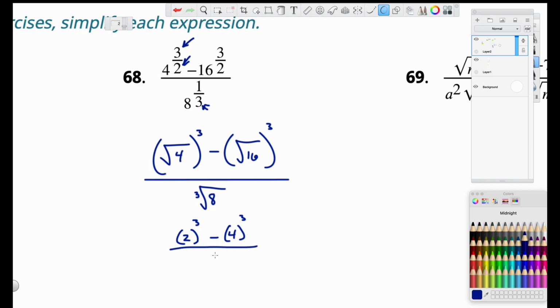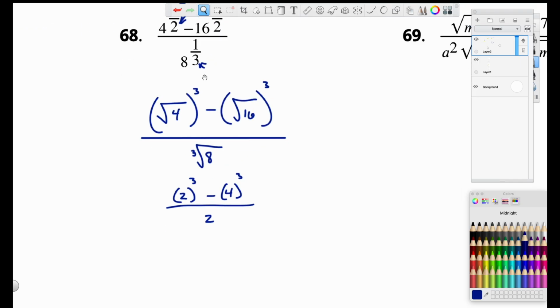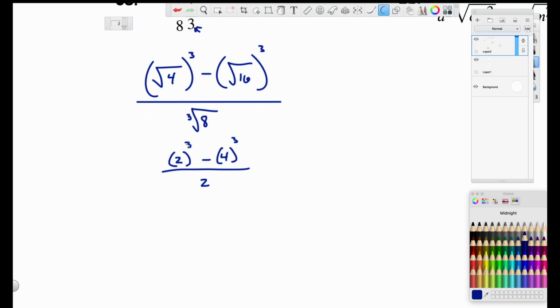And what's the cube root of 8? Well, I hope you know that one. It's 2, right? 2 times 2 times 2 is 8. All right, now let's take care of these exponents. 2 to the 3rd is 8. Minus 4 cubed. All right, so 4 times 4 times 4. 4 times 4 is 16. Times 4, 64.